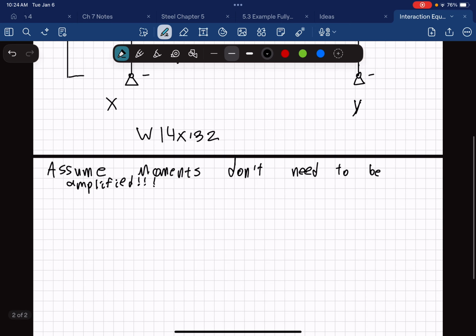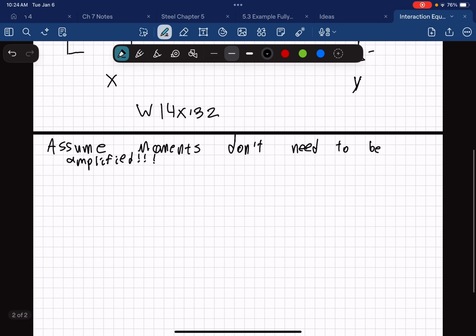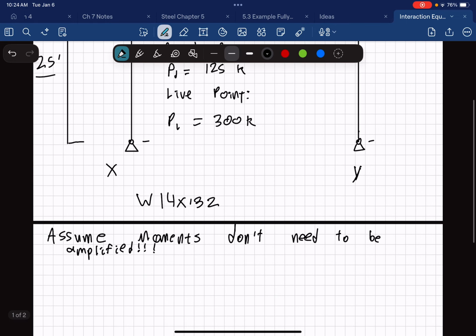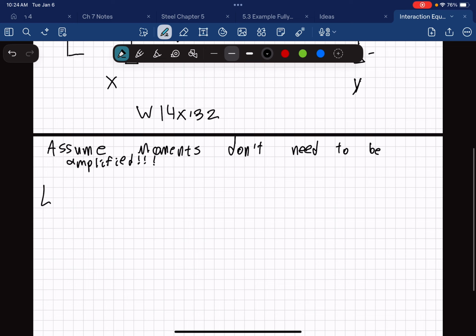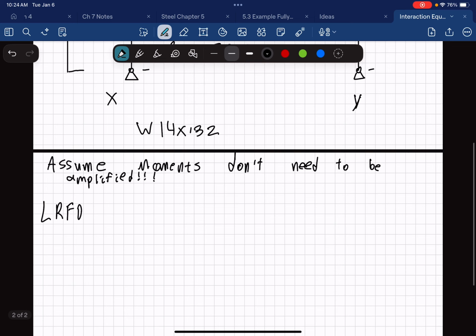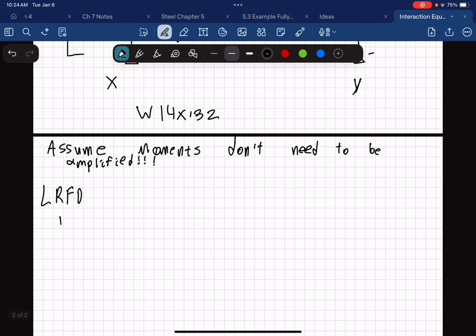Also, for the purposes of understanding how the interaction equations work, we're going to assume that the moments do not need to be amplified, which simplifies this problem drastically. So what we're going to do first is factor all these loads. For this problem, we are using LRFD, which means since we only have a dead and a live load, we know which is going to govern. It is going to be case 2, 1.2 dead plus 1.6 live.